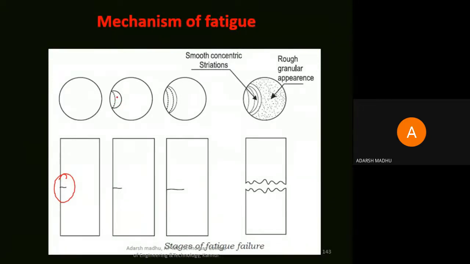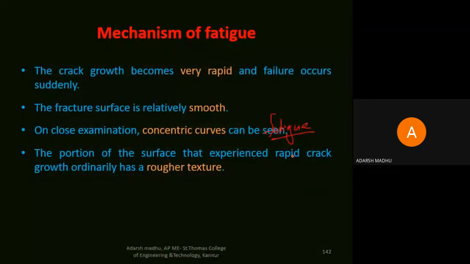When stress concentration occurs at that particular point, recurrent cycle stress happens at a particular point, and the crack becomes longer, and at a point where the maximum stress happens, it will break. That point it will break. This is the stages of fatigue or the mechanism of fatigue, right?